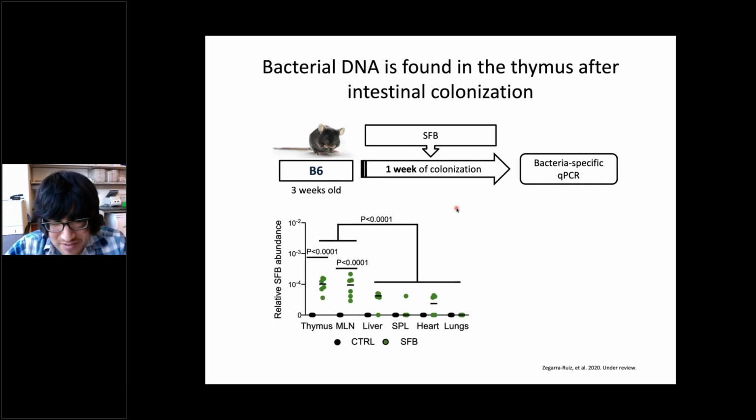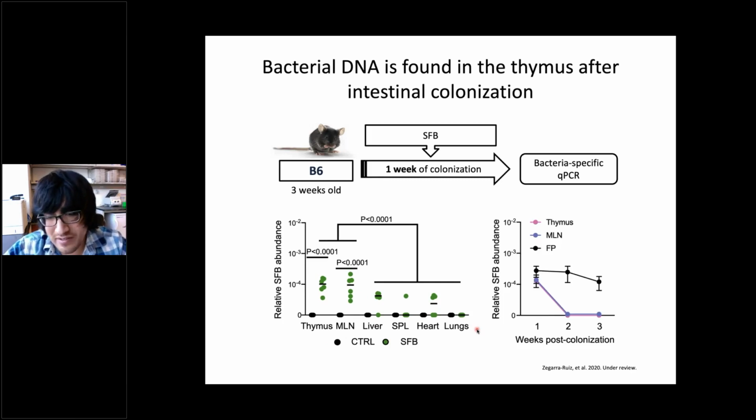To understand if this process was selective for these two tissues, the thymus and the MLN, or if it was just spread all over the body of these mice, we colonized, again, B6 mice at weaning, and after 1 week of colonization, we collected multiple tissues and performed SFB-specific qPCR. And we found that SFB DNA was primarily found in the thymus and MLN, but not in other tissues such as liver, spleen, heart, or lungs, suggesting that this was a directed process and it did not happen at random due to leaky gut or something similar.